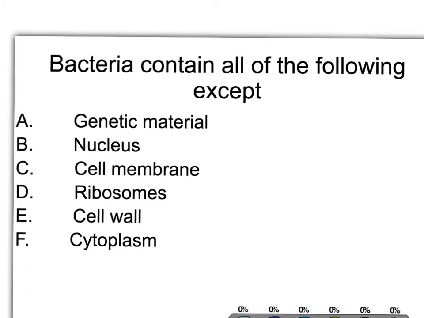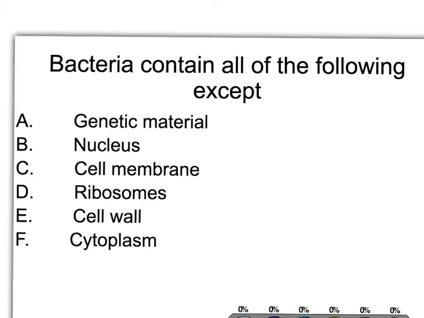The question is, bacteria contain all of the following except genetic material, nucleus, cell membrane, ribosomes, and a cell wall or cytoplasm. Like I said, if you can't answer this question, I want you to go back and look at your first assignment, find that picture that we drew, and make sure that you can answer it correctly.